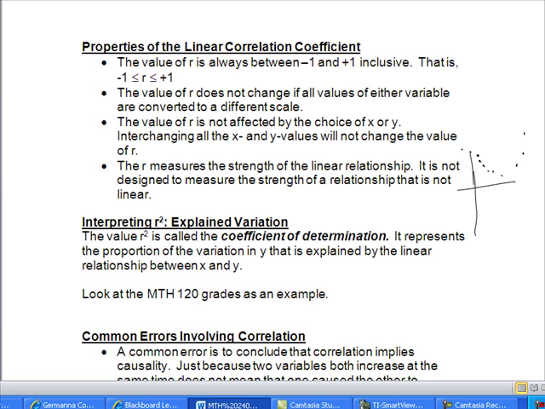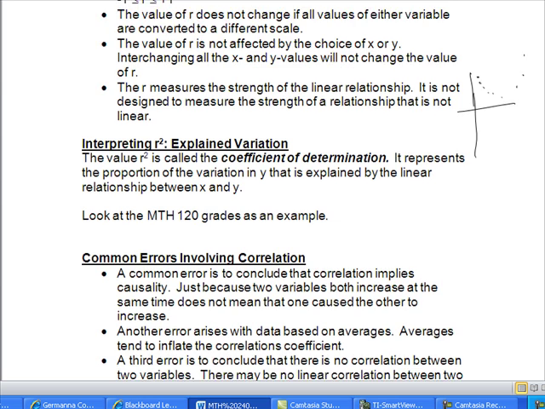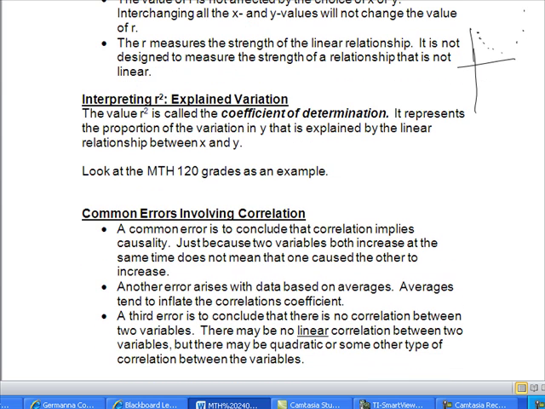R squared is called the coefficient of determination. If you take your R, calculate it using that formula from the previous page, and you square it, that gives the coefficient of determination. It represents the proportion of variation in Y that is explained by the linear relationship between X and Y. And we're going to look at the Math 120 grades as an example.